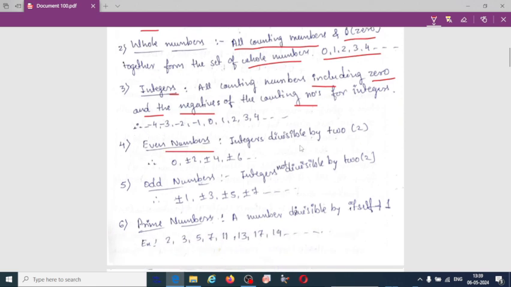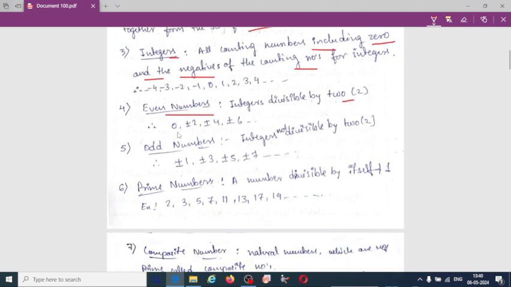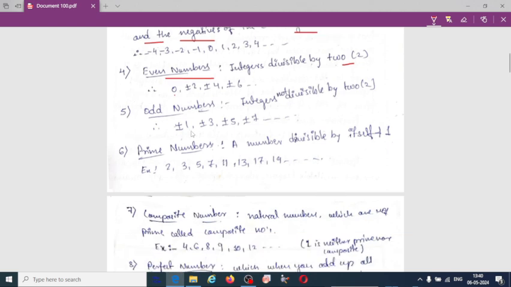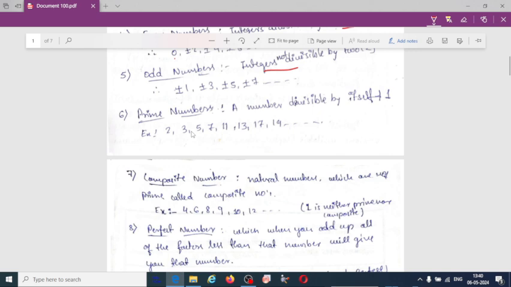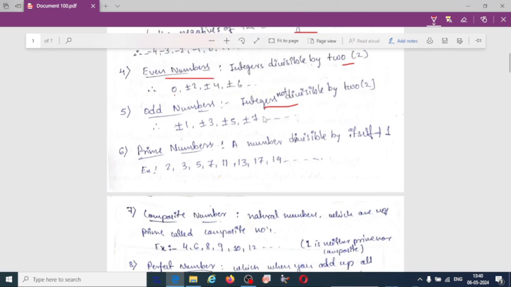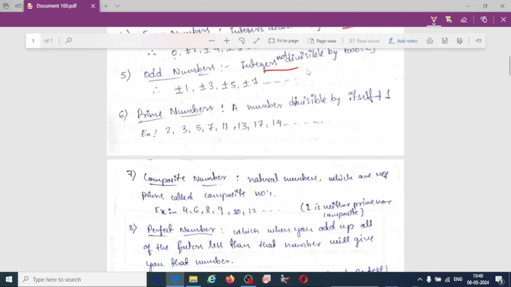Even numbers: integers divisible by 2, whether negative or positive numbers. So 0, plus or minus 2, plus or minus 4, plus or minus 6. Odd numbers: integers not divisible by 2, like 1, 3, 5, 7, 11, 13, whether positive or negative. Integers include 0, negative and positive numbers, and odd numbers are those not divisible by 2.